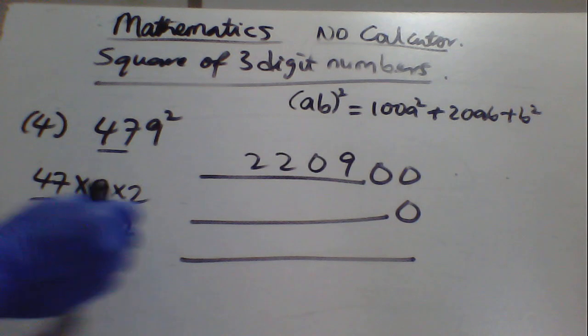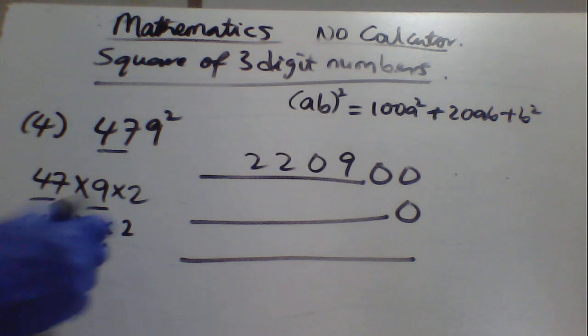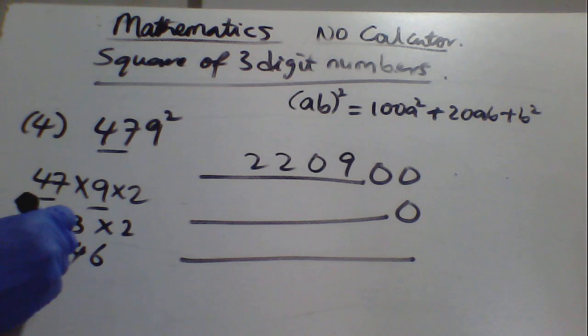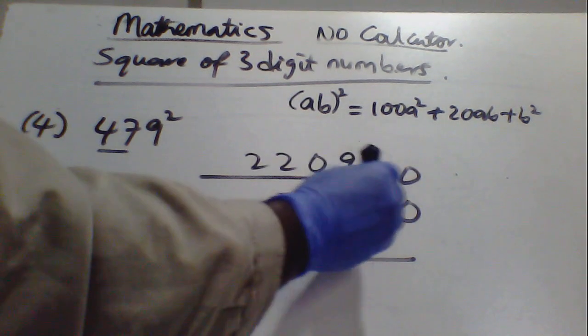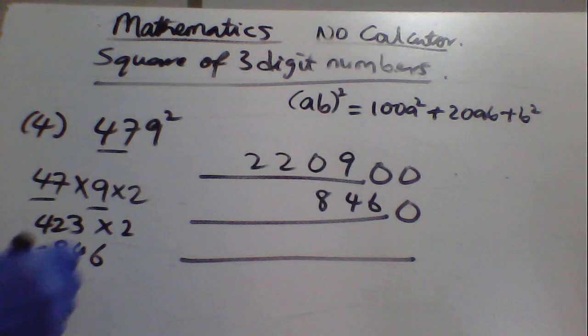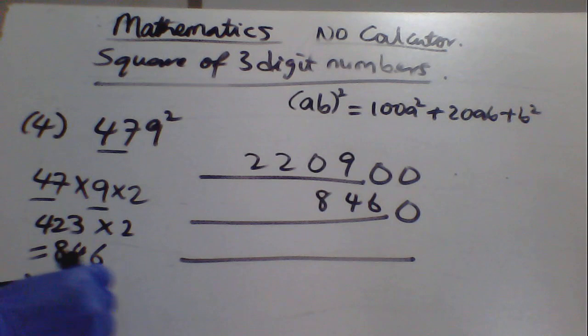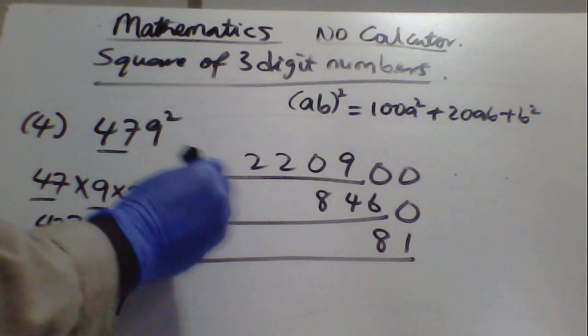Then you perform the operation. 2 times 3 will give us 6. 2 times 2 will give us 4. 2 times 4 will give us 8. I come here and write it: 6, 4, 8. And the last operation is the square of 9. Squaring 9, we have 81. You come here and write 81. Then you sum up.